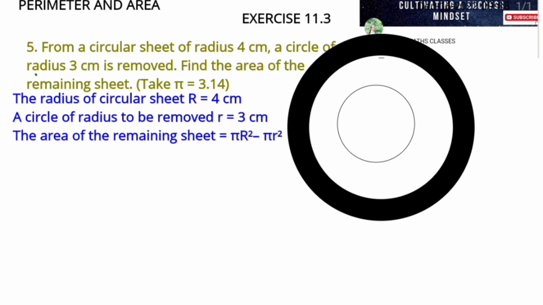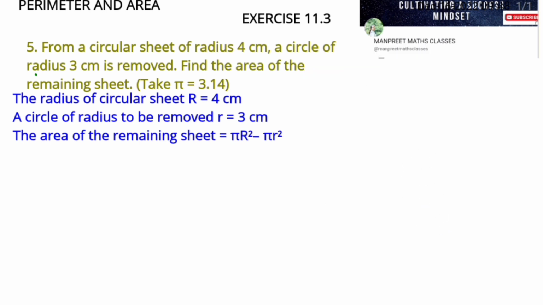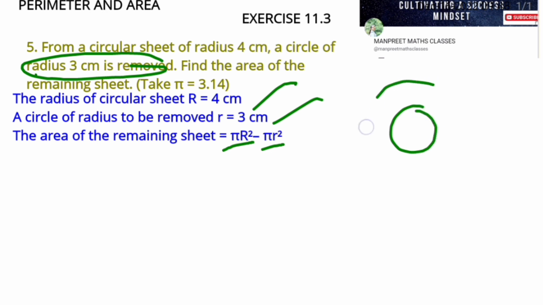Let me remove this circle. Okay. So what is given? First of all, radius of the sheet is given. So I have written radius of sheet, that is 4 centimeter. Next they told us which part we have to remove. So we have to remove a circle of radius 3 centimeter, that I have written. Now we have the direct formula, that is pi R square minus pi r square. This is a figure. So capital R is the radius of the outer circle and small r is the radius of the inner circle.